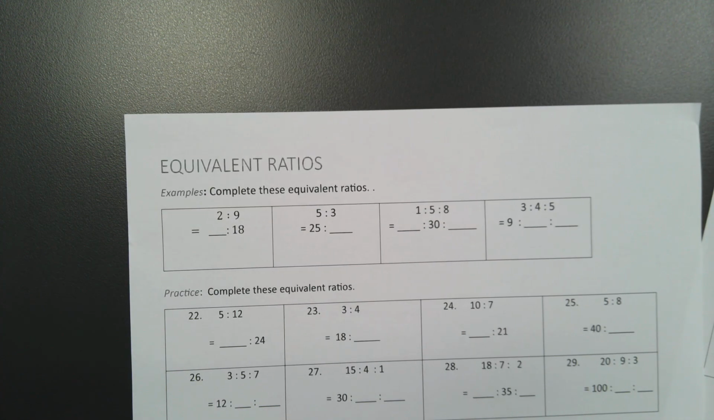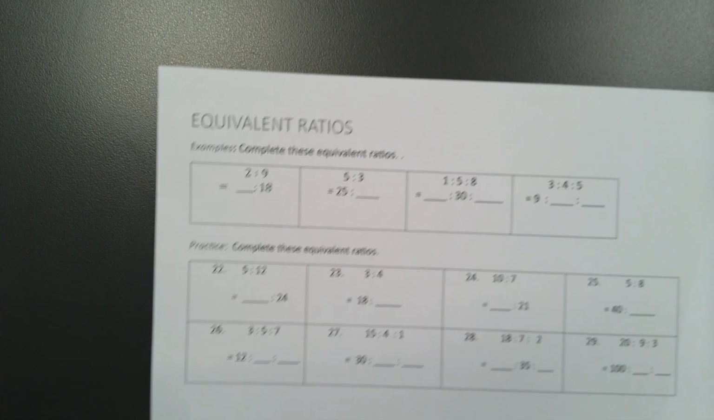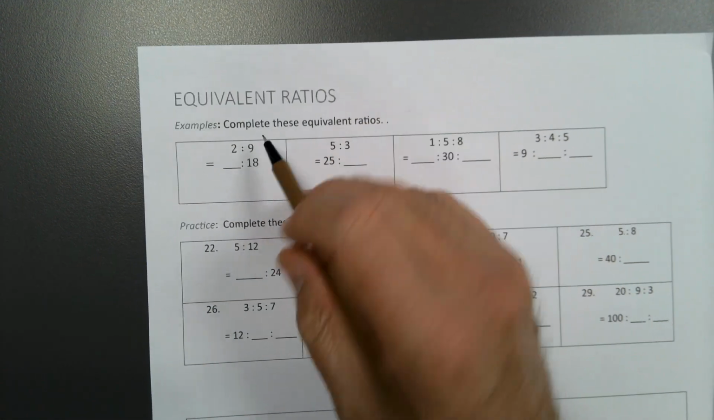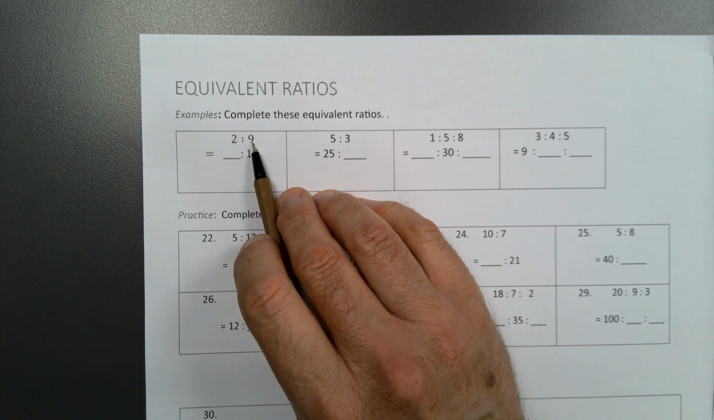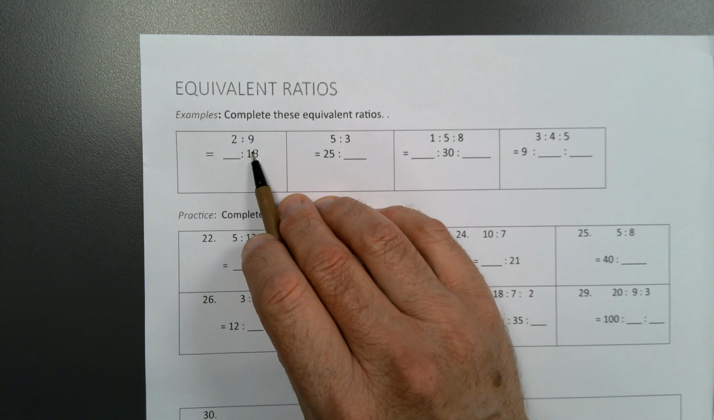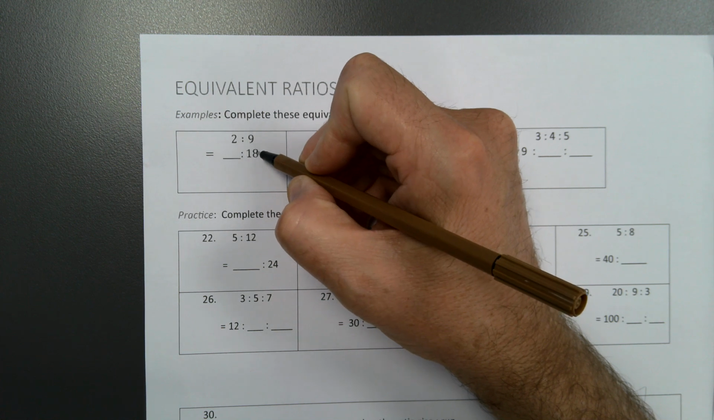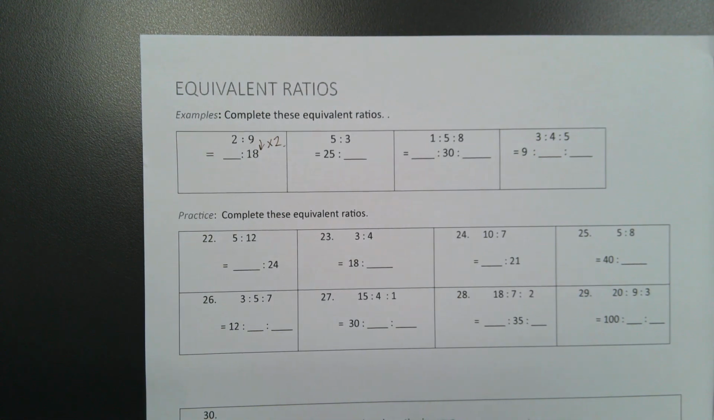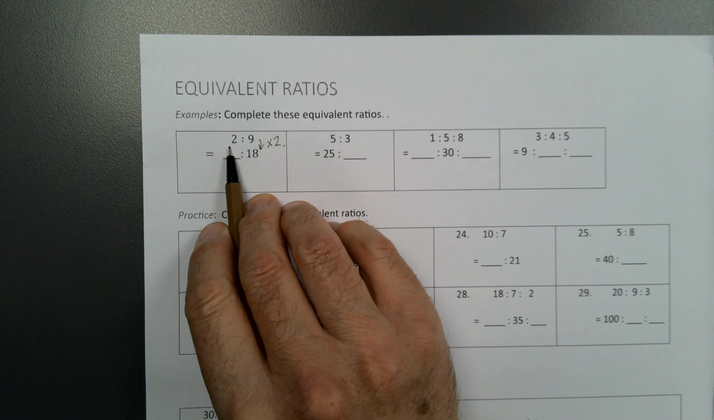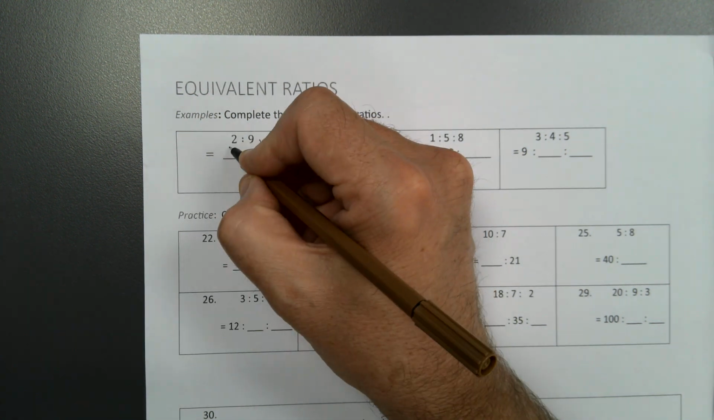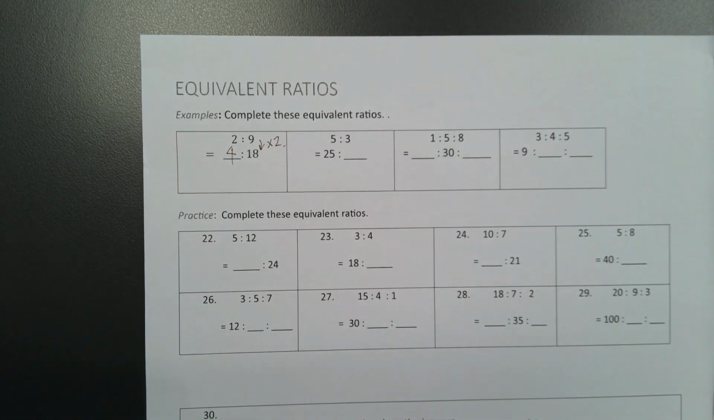So this is on page 10 of your workbook. Let's just do these 4 across here. So I've got 2:9. Something is to 18. So here's basically what you've got to look at. How did I go from 9 to 18? Well, I times that by 2. So if I times there by 2, I've got to times that one by 2, because you do the same thing to both numbers, so that's 4.